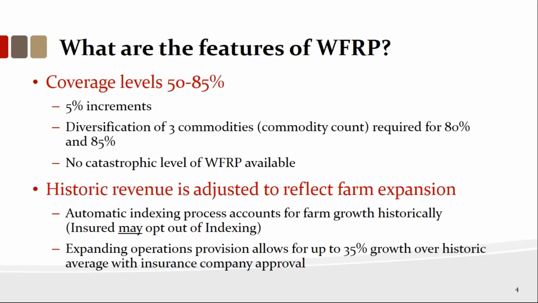Now, the expanding operations. Let's say you've got 100 acres of corn, and this year you're going to 125. That's a 25% growth. You can show that. You can show you're renting the land or whatever. You can prove that to the agent and underwriter. Then you can increase to 25%. You can do that all the way up to 35%.